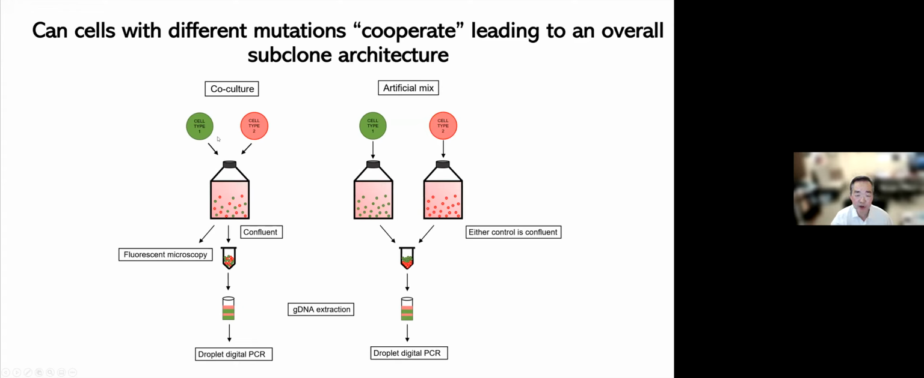We tag them with RFP and GFP for the rest of this talk. The RFP is going to be the HER2, and the PIK3CA is the green cells. And then we harvest the cells at various time points. We look under the fluorescent microscope. We grind it up and make genomic DNA, and then we do droplet digital PCR to do absolute quantification of the alleles of mutant PIK3CA versus HER2.